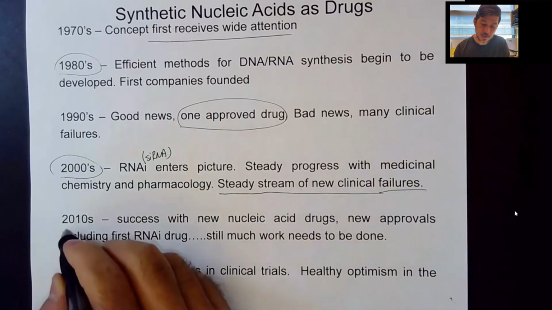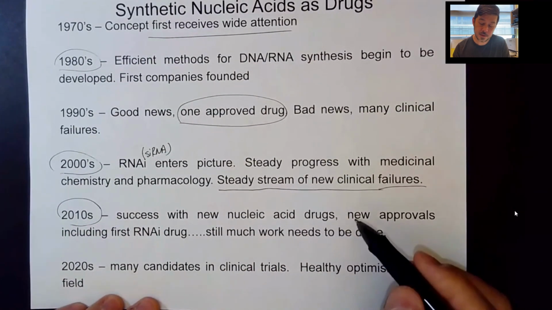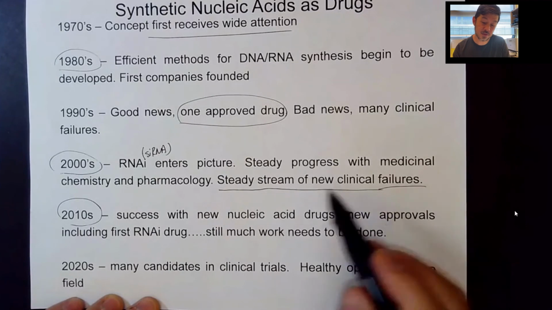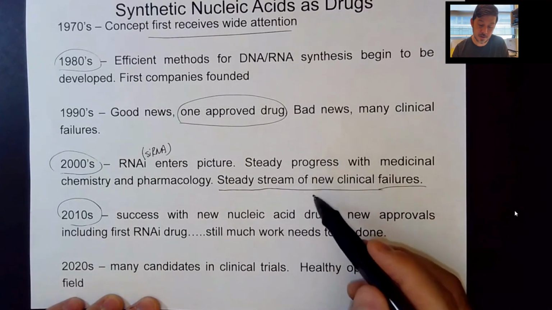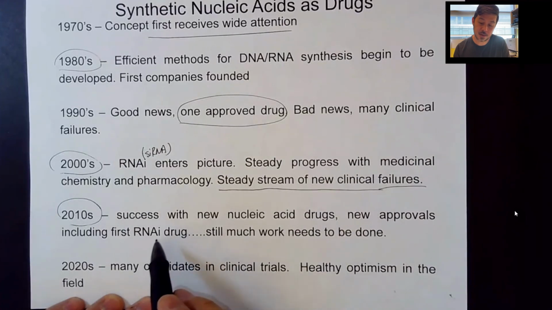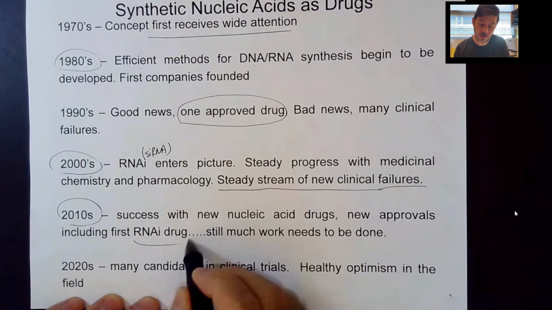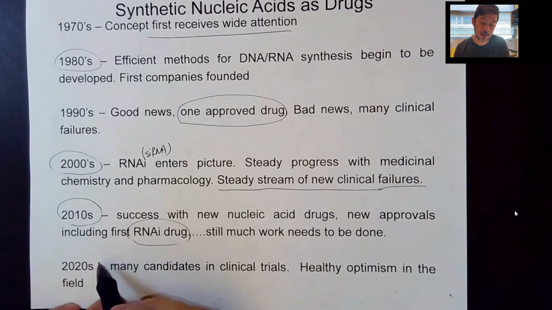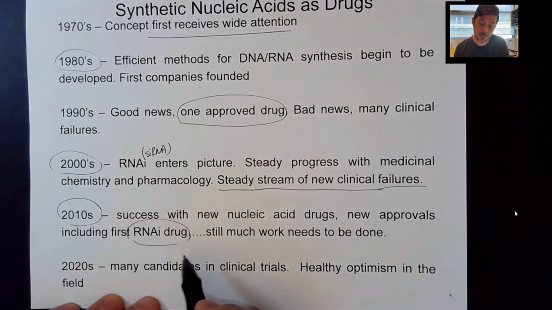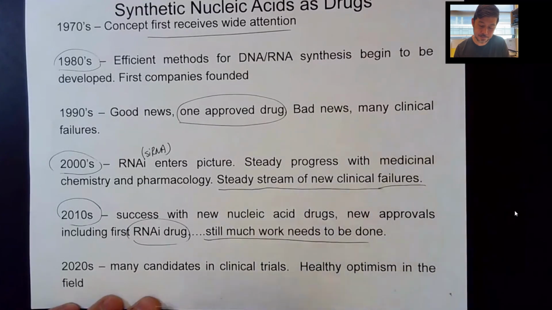So 2010 came around. Now, this is when we learned a lot about the clinical failures, not only from antisense, but also siRNAs, and new approvals with nucleic acid drugs started to happen. This also included work with antisense oligonucleotides and RNAi drugs. So this was actually a very exciting last decade. However, still there's a lot more work that needs to be done.